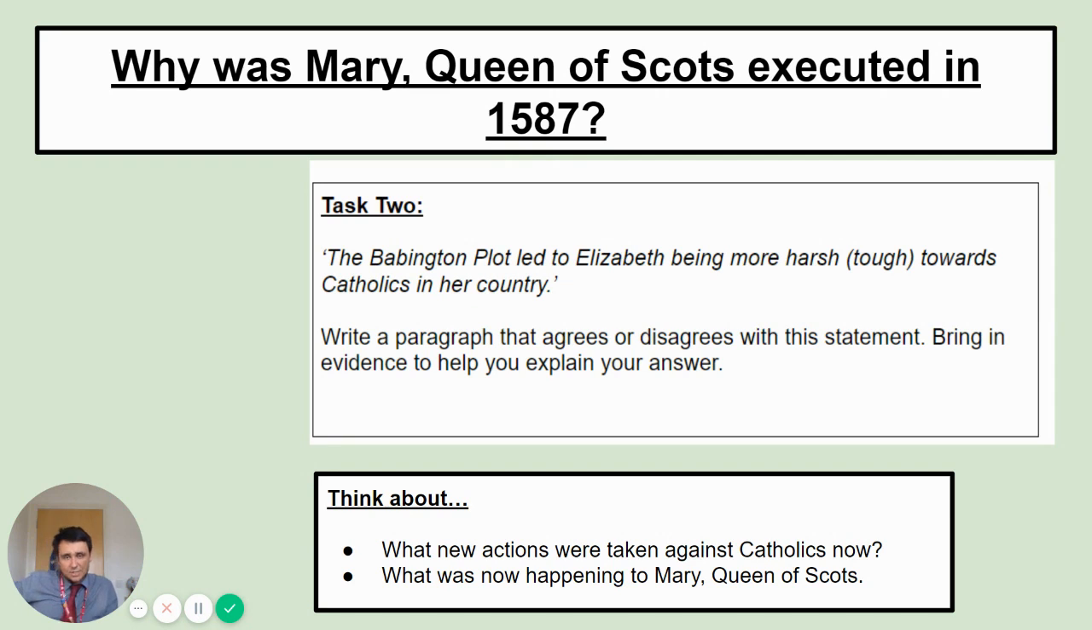So have a look at this task 2. The Babington plot led to Elizabeth being more harsh or tough towards Catholics in her country. Can you write me a paragraph that either agrees or disagrees with this statement? It's up to you. But bring in evidence to help you explain your answer. So have a look. Think about what new actions were being taken against Catholics now. What was now happening to Mary, Queen of Scots, which hadn't happened before? Have a think about that one. Again, you might need to go back to the light green slides to help you. Pause the video here and then press play to continue.